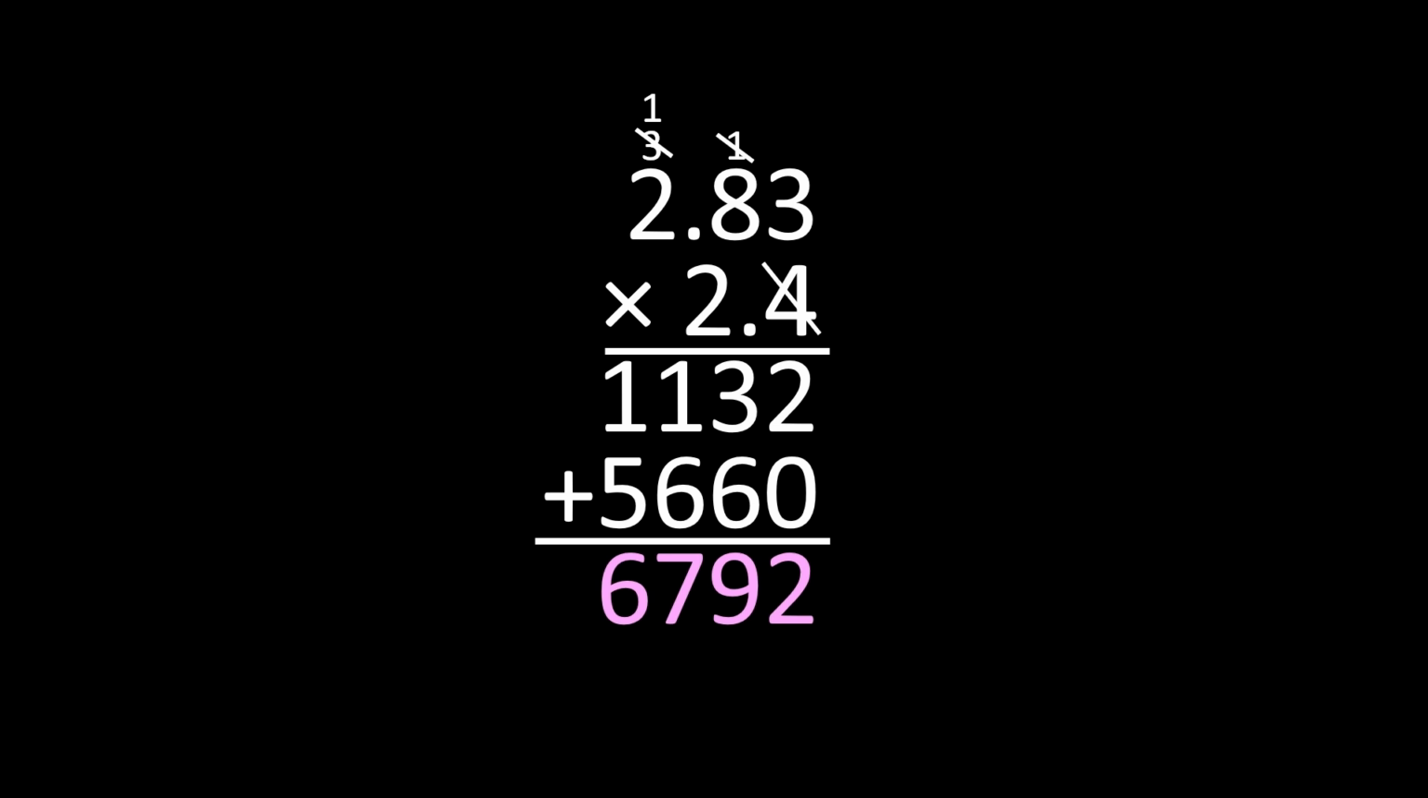Now we're ready to place our decimal point, and we do that by going back to our problem, and we're going to count how many numbers are behind the decimal point in the problem. So in 2 and 83 hundredths, we have 2 digits behind the decimal point, and we need to include the digit behind the decimal point in 2 and 4 tenths. So that's a total of 3 places behind the decimal point in our problem, which means in our answer, we're going to move the decimal 3 places to the left. So 1, 2, 3. And our decimal point is going to go here for a product of 6 and 792 thousandths.